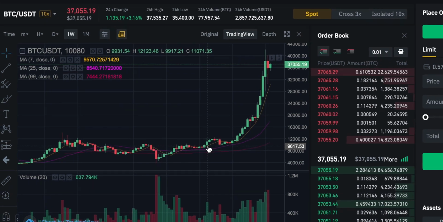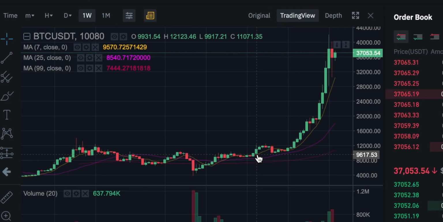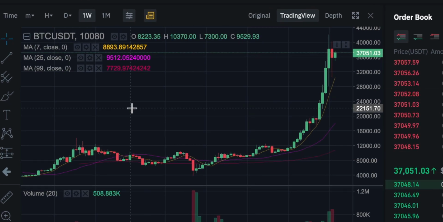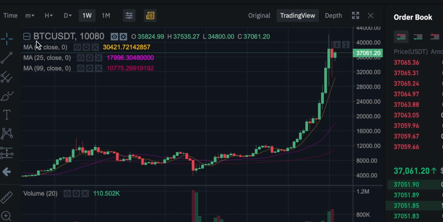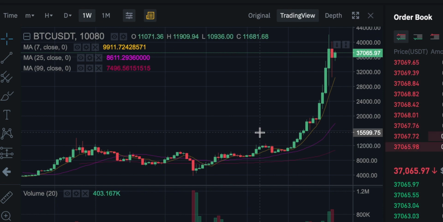The first one is a 7-day moving average. The second one is 25-day. And the third one is a 99-day moving average. And you can see that right here. So an MA is a moving average. And what this does is it just takes an average of the prices over the time period and then plots them on a graph.